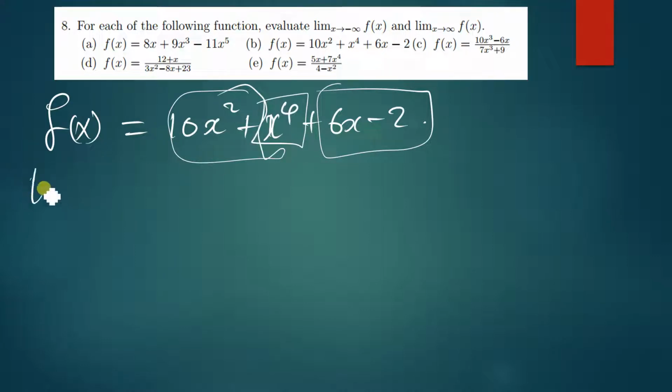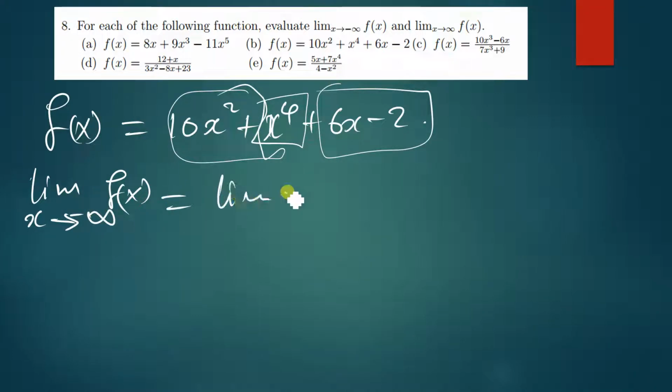So finding the limit of f of x as x is approaching negative infinity is just the same as finding the limit of x to the power 4 as x approaches negative infinity. And this is going to give you what? Because the power here is an even number, whether you put a negative or a positive number where there's x, the answer will still be positive.